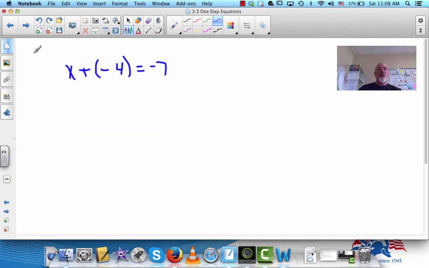Now you try this one. Pause the video, try this one, and get back with me and see how we did. Alright, we've got x plus and minus 4. Plus and a minus make a minus, so that gives us x minus 4 equals -7. This is subtraction, so the inverse operation of subtraction would be plus 4 on both sides of the equation.